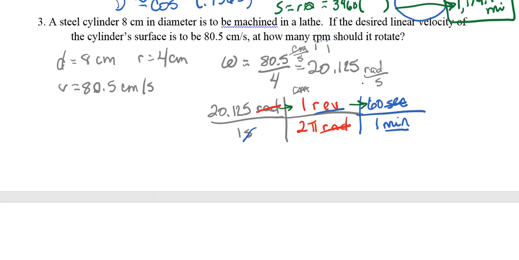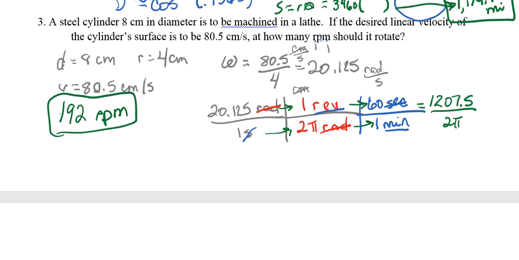My top number ends up being 1207.5. And the bottom I have 1 times 2 pi times 1, so that's 2 pi. So I'm going to take my 1207.5, divide it by 2 pi, and I end up at revolutions per minute of approximately 192 revolutions per minute. So in 1 minute it's going around approximately 192 times.